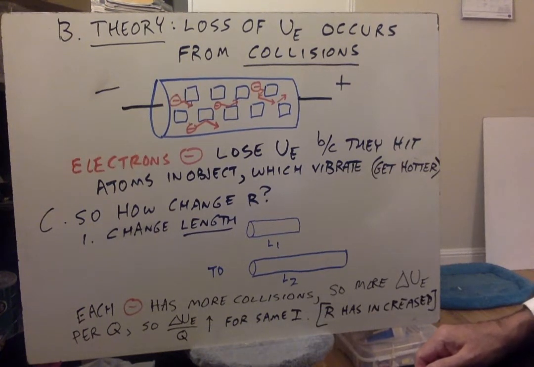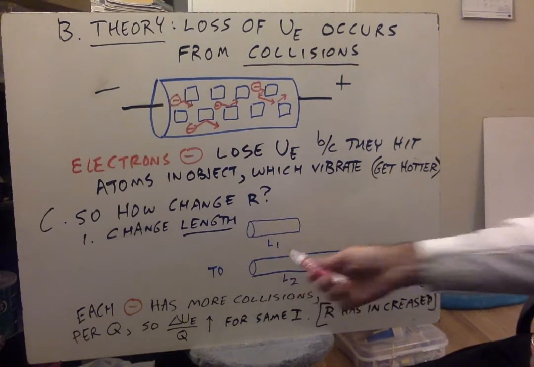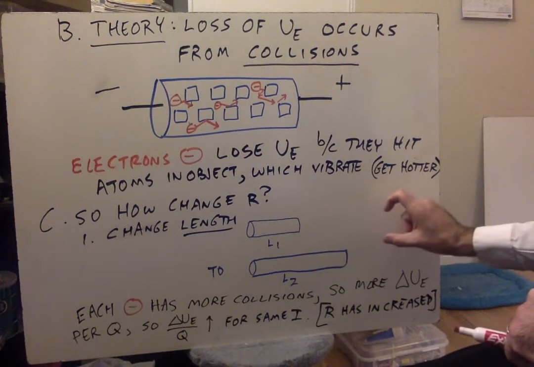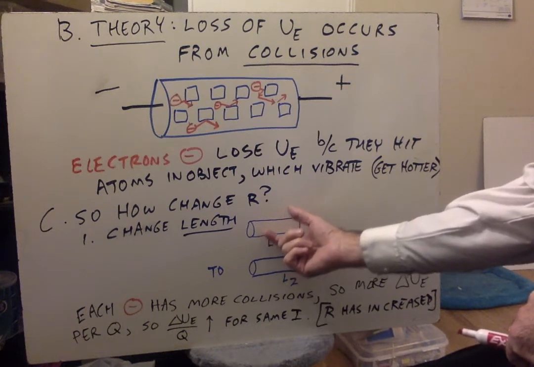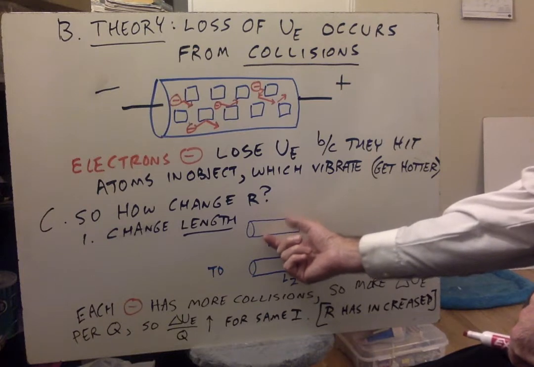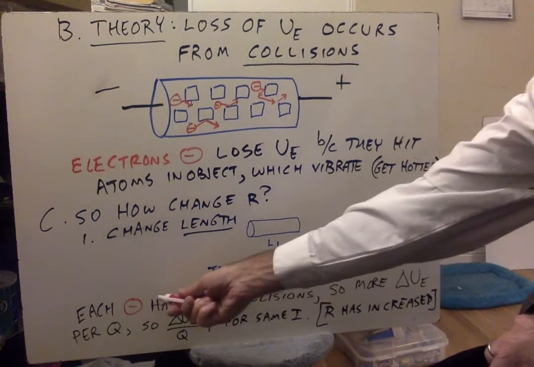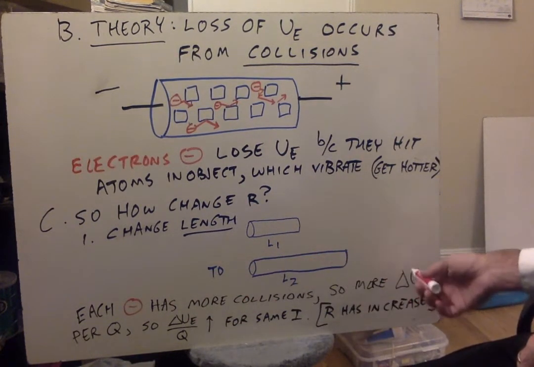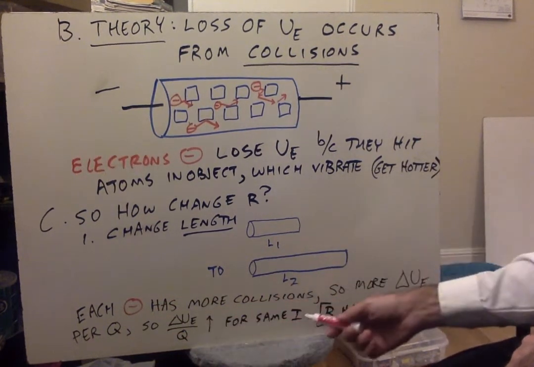Three different things we could change. The first is we could change the length. We could change it from the short length L1 to a longer length L2. And what that does, it's like making something with friction longer. It's like taking the hard part of a road. Say you have a road that is very difficult to travel on because it's very, very bumpy, and you're making that part of the road longer. Okay? So each electron has more collisions since it's going through more material, so it loses more electrical energy per charge. So that goes up for the same current.